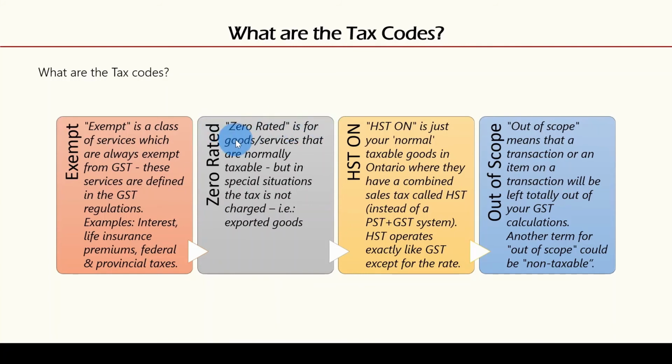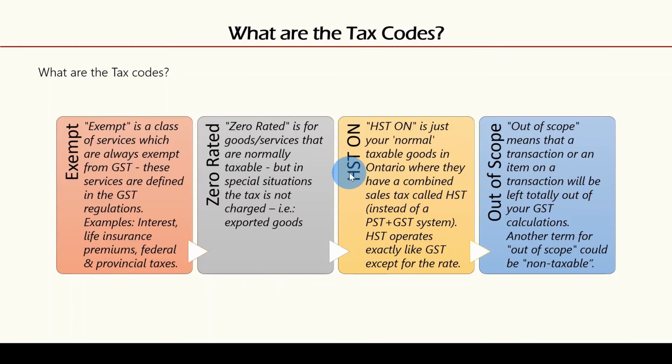Zero rated, the next one. Zero rated is for goods and services that are normally taxable, but in special situations the tax is not charged, i.e. exported goods. So any kind of goods which are generally taxable, but if for whatever reason like exports are being done, there is no tax on that, you can assign those under the category of zero rated.